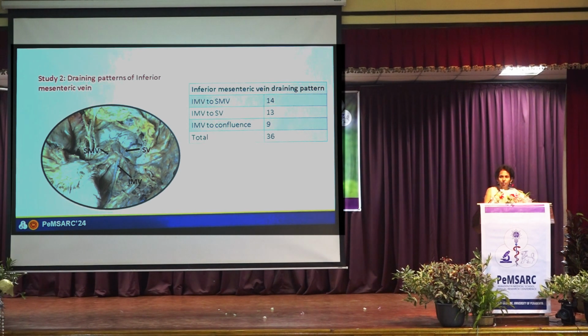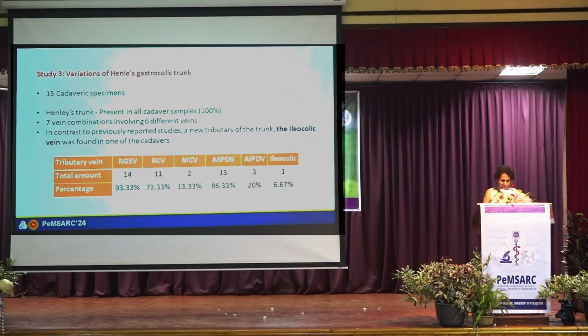So I think we need more samples to clearly conclude whether the dominant pattern of inferior mesenteric vein draining into the splenic vein is the prevalent pattern in our population. Study 3, variations of Henle's gastrocolic trunk. Here we used 15 cadaveric specimens.